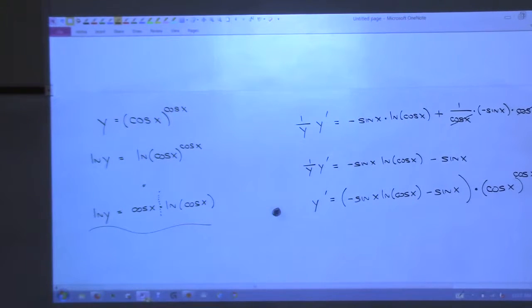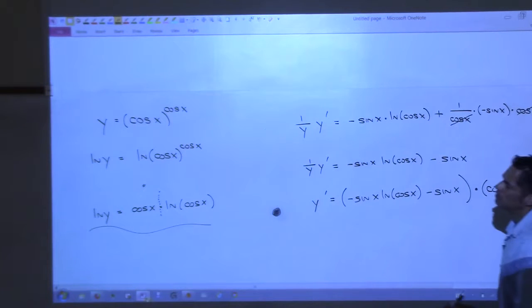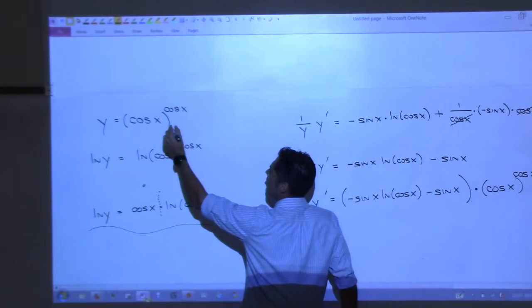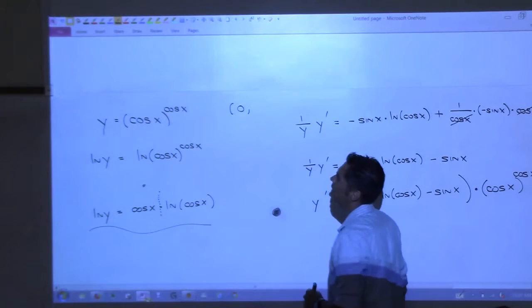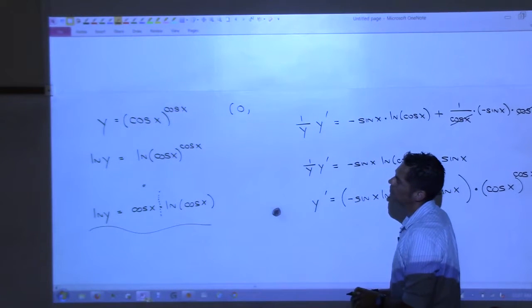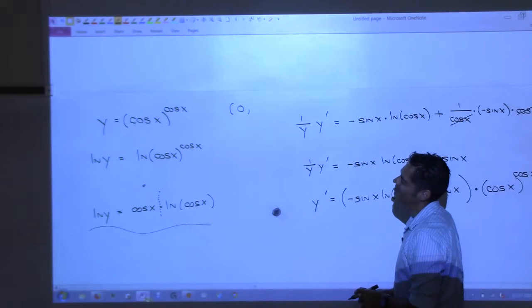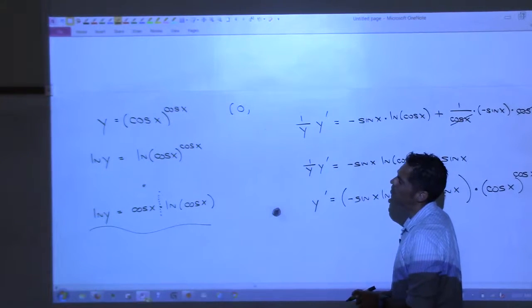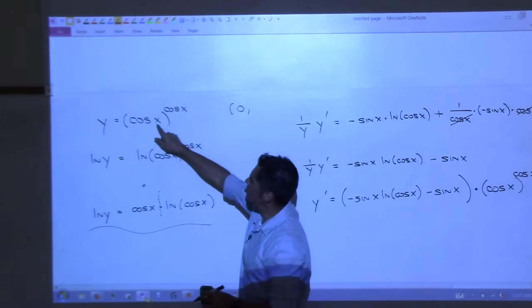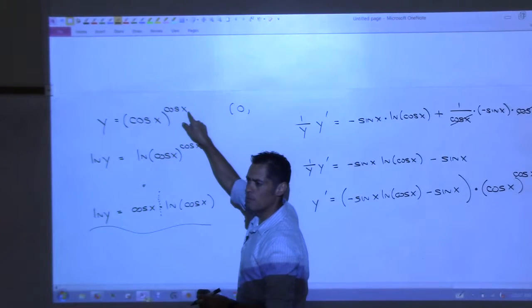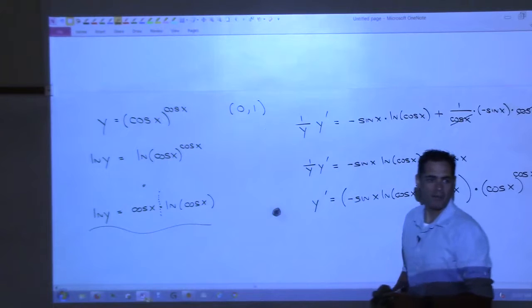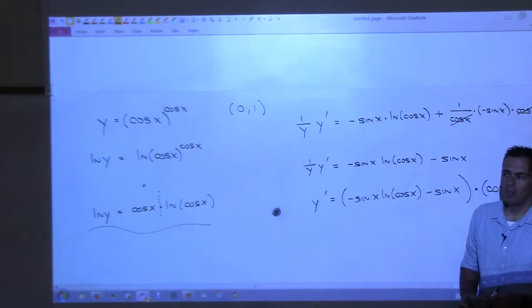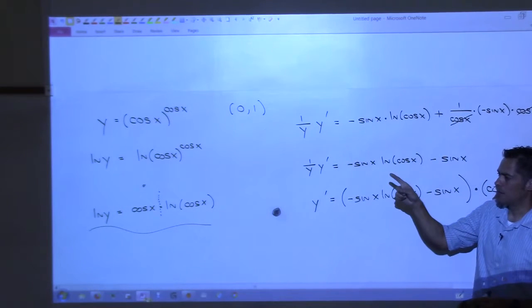I'm just curious. This graph, did it have a point? Was there a point 0 something on this graph? What's cosine of 0? 1. So this is 1 raised to the 1, which is 1, isn't it? So that point lives on the graph, doesn't it? 0, 1. What is the slope of the tangent line there?